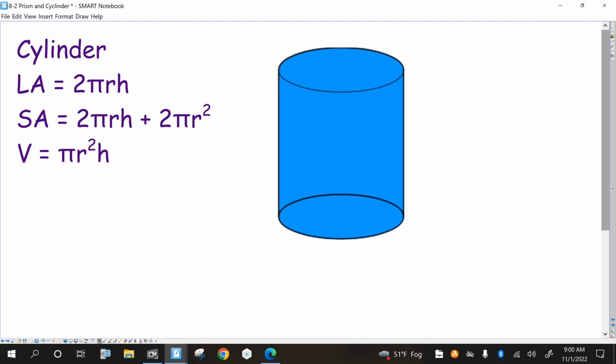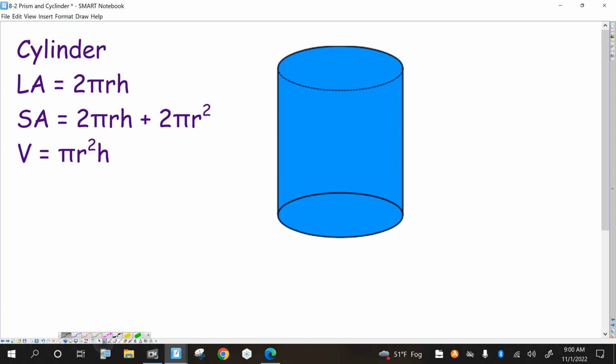Now, if you notice in here, we have different formulas, different letters and things. What do you think R stands for? Radius. And it's the radius of the circle wherever your circle is. So you can either look at the top or bottom. The radius will be the same. And h is the height. Now, you don't have to write this part down, but I will show it to you.